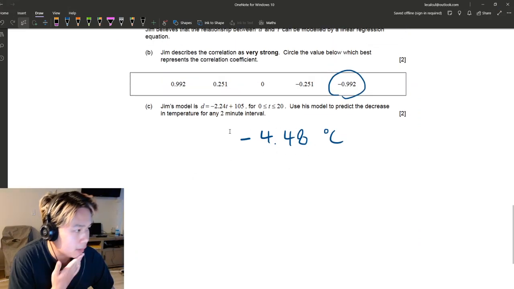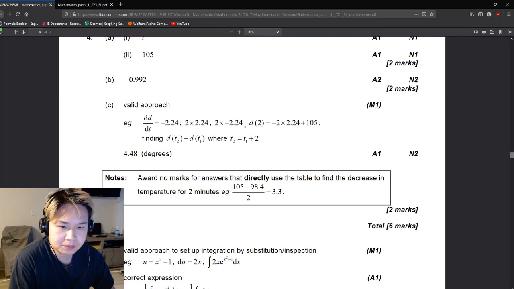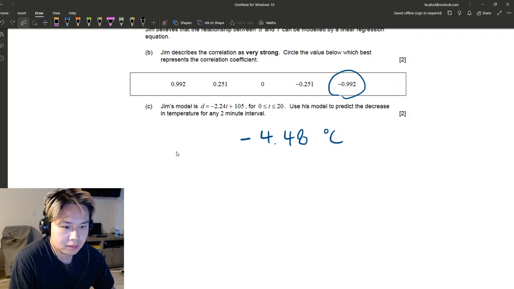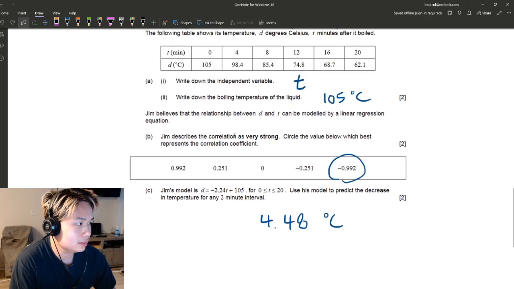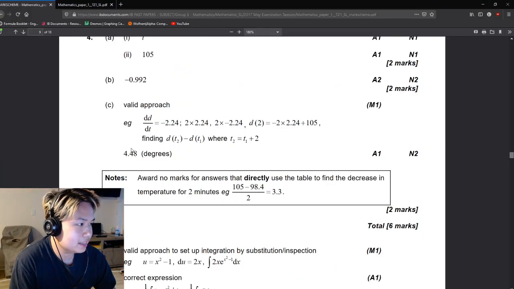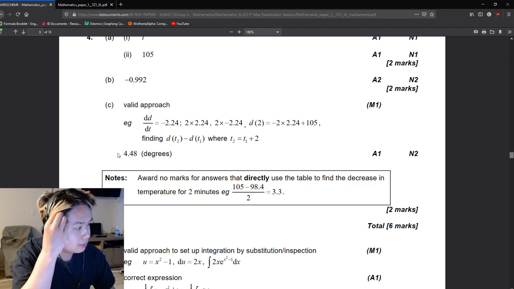Oh, I wonder if they would be picky about this. Because it says decrease, so your decrease should technically be a positive number. I wonder if they'll care. It doesn't say negative, so I don't know if they would be that strict.